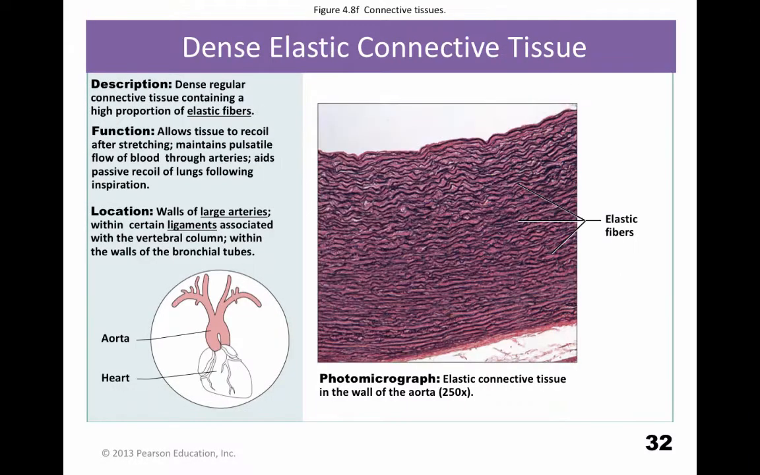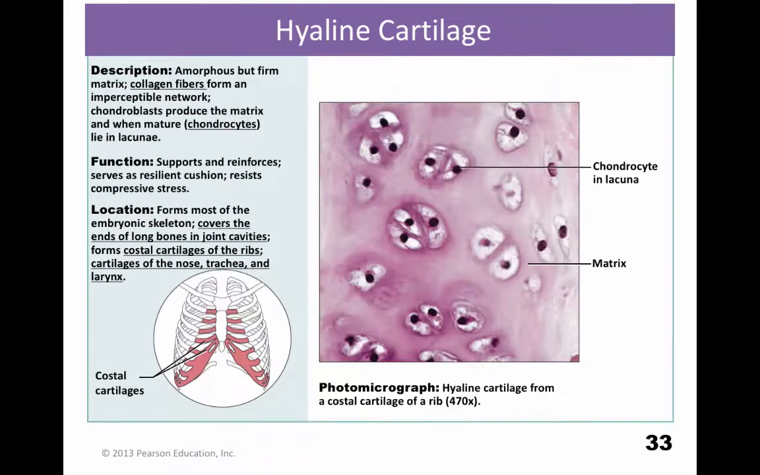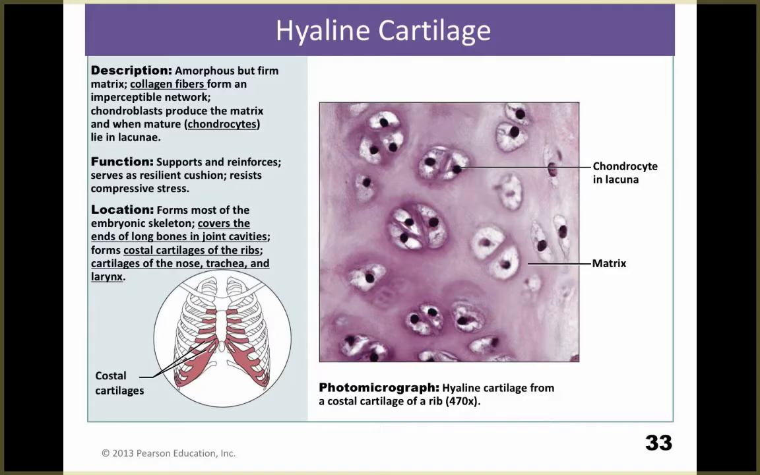So now we're getting out of the connective tissue proper, and now we'll start seeing these little bowls with little cells in them. The bowls are called lacunae, and in hyaline cartilage the cells in here are called chondrocytes. And so in here you mostly have collagen fibers. Chondroblasts produce the matrix, but overwhelmingly the most common cell you see in here are chondrocytes. They help support and reinforce, and they serve as a resilient cushion, and they resist compressive stress.